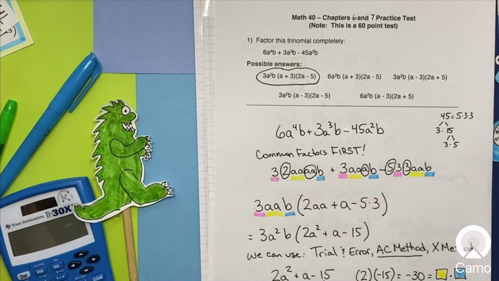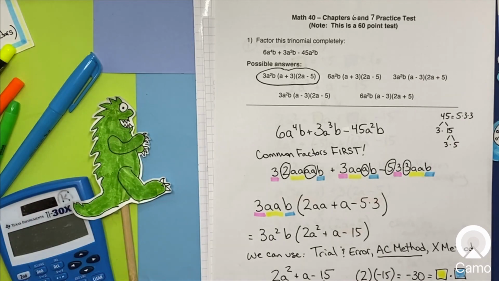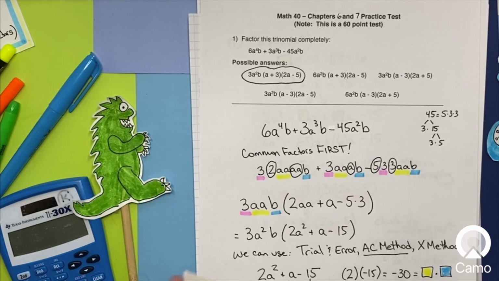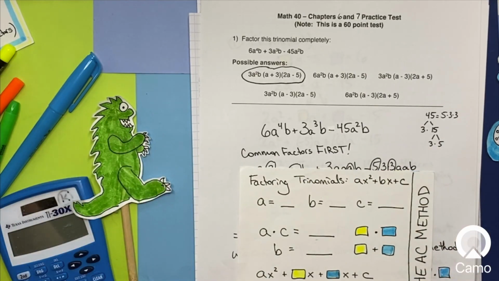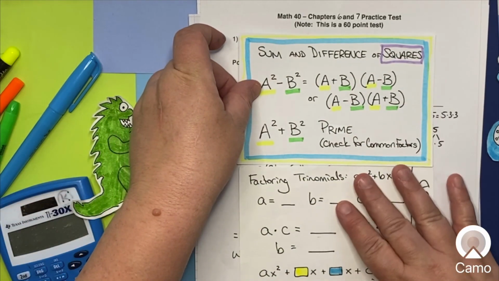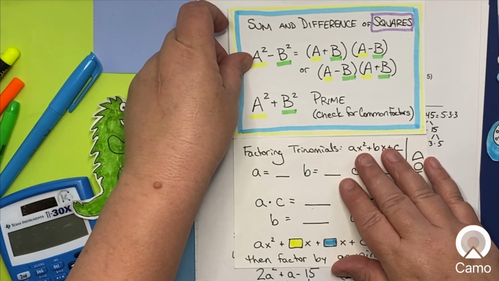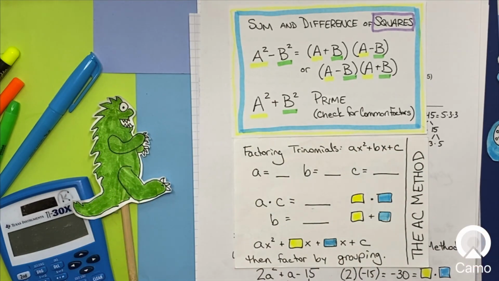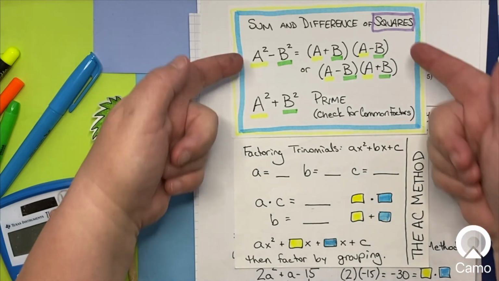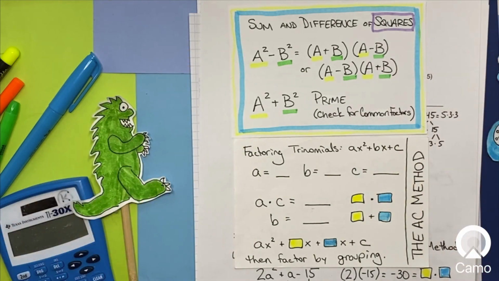And so I'm going to go ahead and end it here. In fact, what I'm going to do is leave these 2 cards up in case you want to take a quick screenshot of those 2 that we used. The sum and difference of squares and the AC method. And I will see you in the next video.